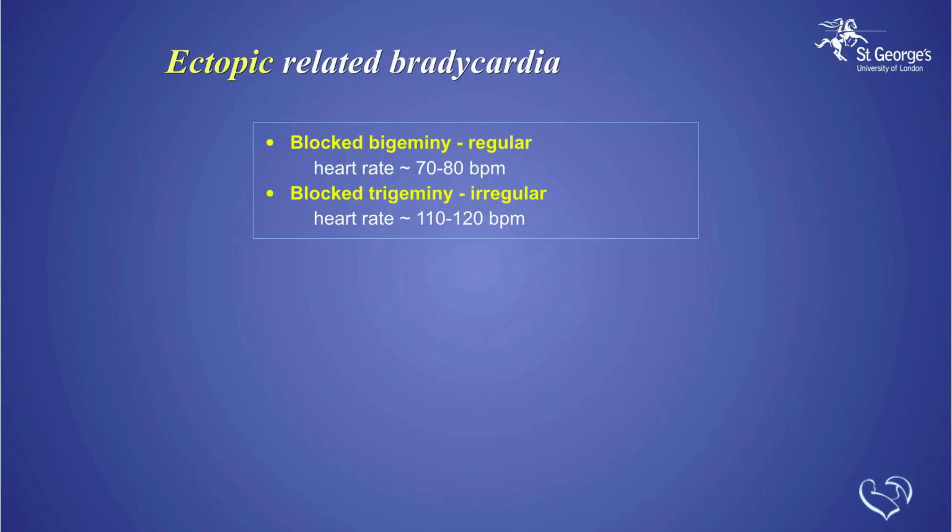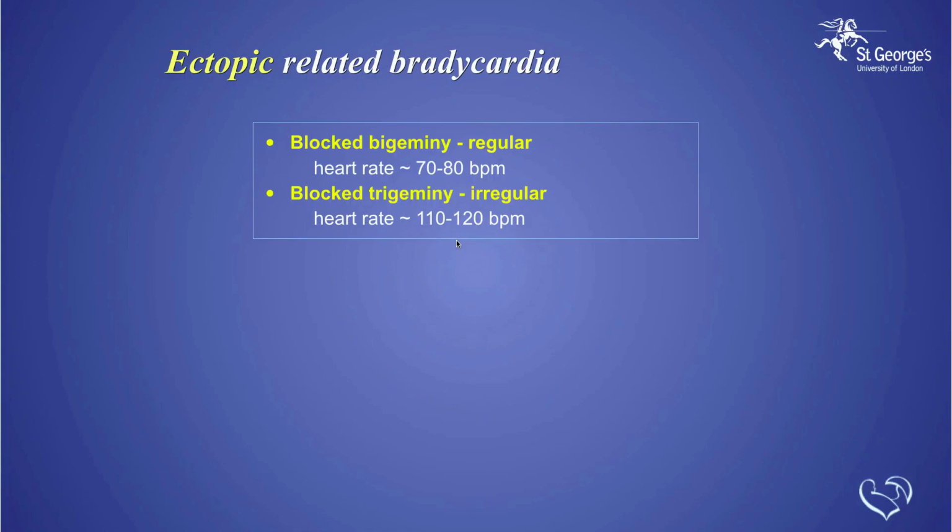So ectopic related bradycardia, blocked bigeminy, the rhythm is regular. If it is sustained, you can have short periods of that and it goes into sinus rhythm and then it goes into irregular rhythm, but I'm talking here about sustained bradycardia with a heart rate of about 70 to 80. If it is due to blocked bigeminy, it's obviously ectopic related bradycardia. You can have irregular rhythm because if it's irregular, some of them are conducted, some of them are not. So the heart rate is a little bit higher and it falls into that middle group. It's not normal and it's not bradycardia, not below 110, and it's not tachycardia.